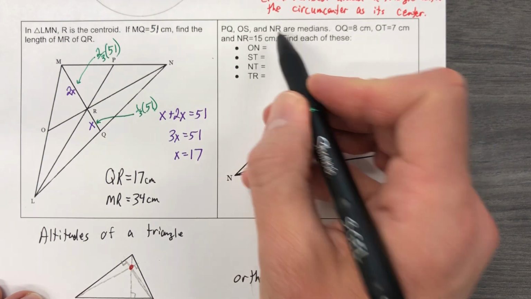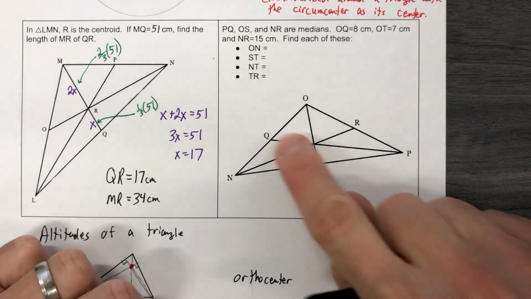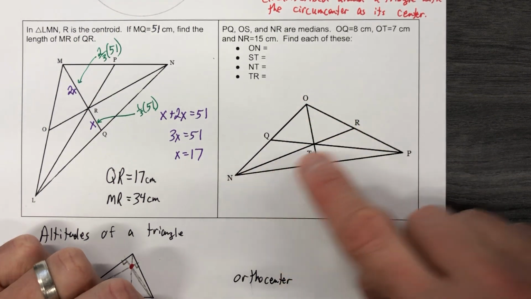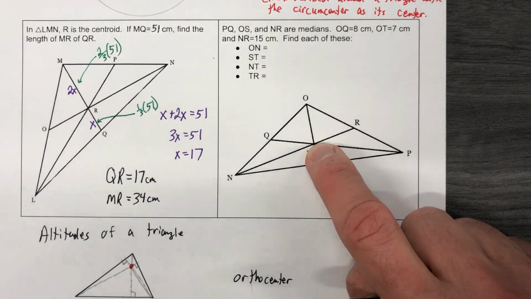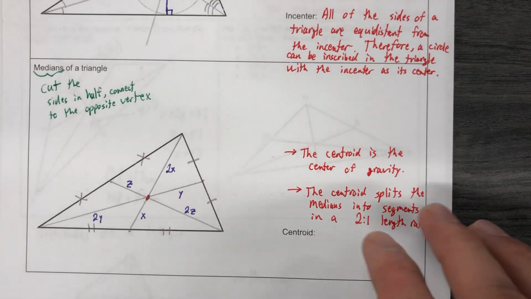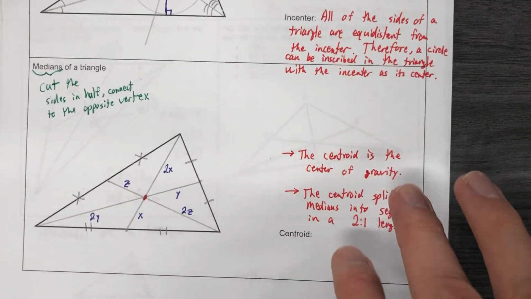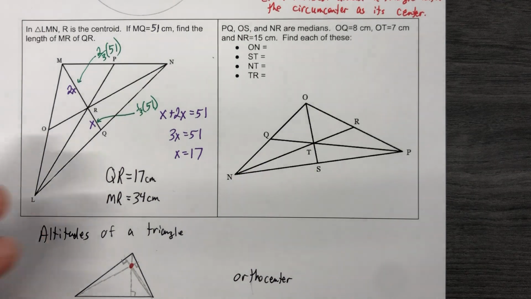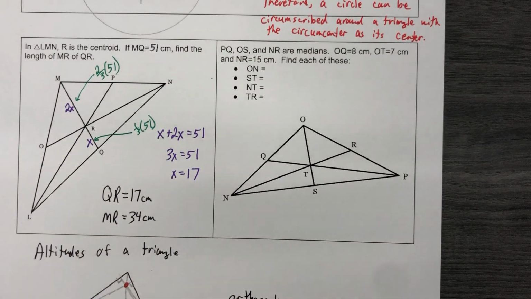PQ, OS, and NR are medians. Stop, make sure you know what you're doing. PQ, OS, NR are medians. That means we're dealing with the centroid. Same idea. Most of the practical problems we deal with come from the centroid. The other ones are good to know, but the centroid's the biggie. Orthocenter, nah, doesn't even get invited out to eat with the rest of them. Sad.